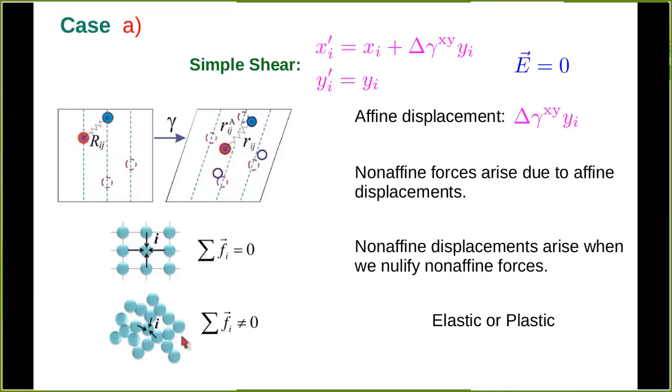Now, this non-affine displacement could be of two types. It could be elastic or plastic. After equilibration, if we reverse the strain step and allow the system to relax, if the system exactly goes back to its previous configuration, then it is elastic. If it doesn't go back to its previous configuration, then it is plastic.